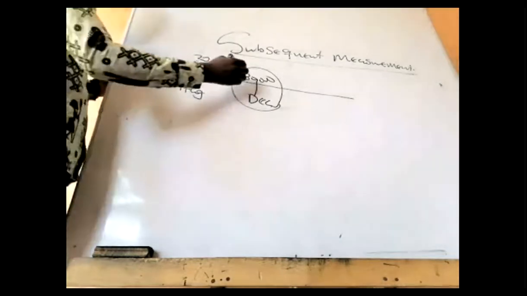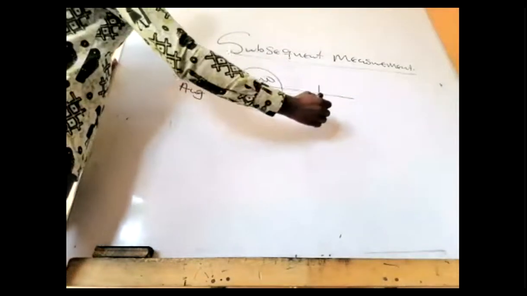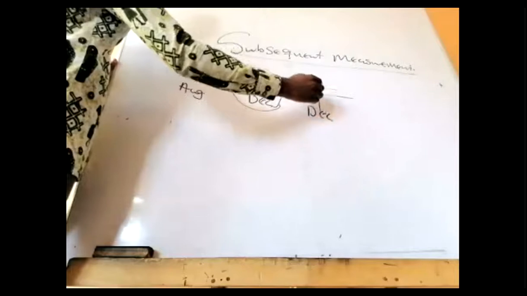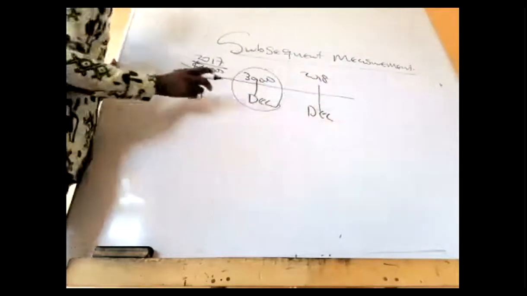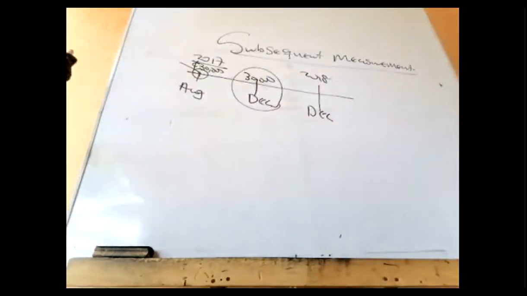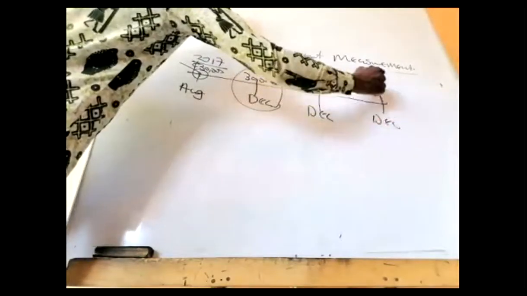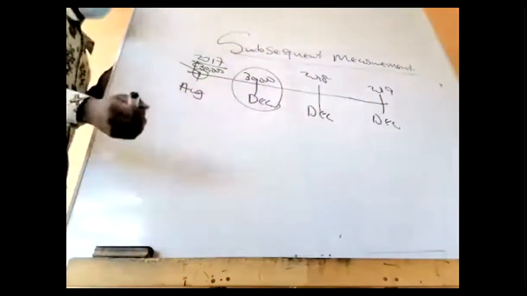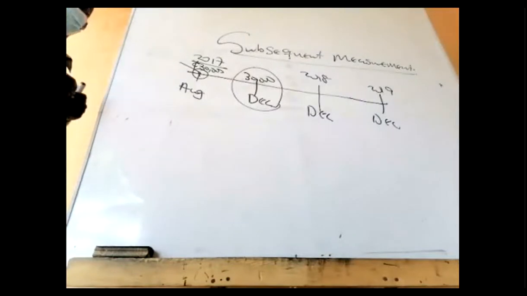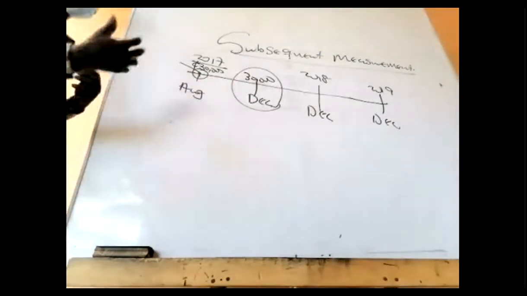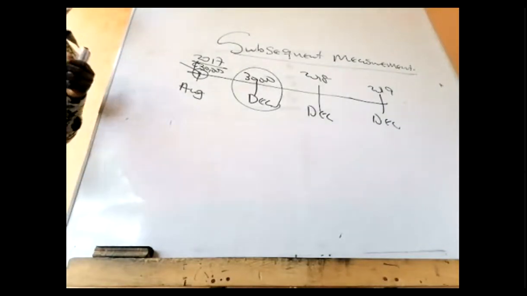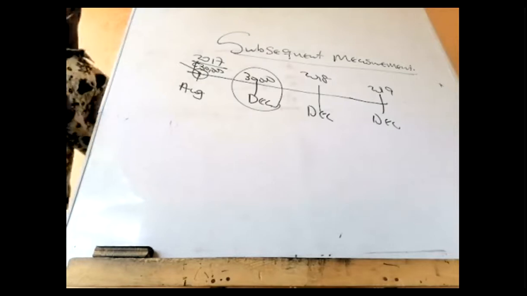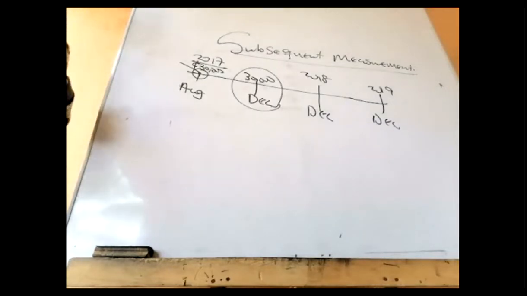So this is 2017. The subsequent one is how to obtain the value. Let's assume that this is December 2017. In December 2018, these goods are still available. How to obtain the value? Let's also assume the worst case, December 2019, the goods are still there. How do you obtain the value? So in short, subsequent measurements include the measurement or the value to be placed on the goods after their initial recognition, or in subsequent financial reporting periods. Good. That is the subsequent measurements.